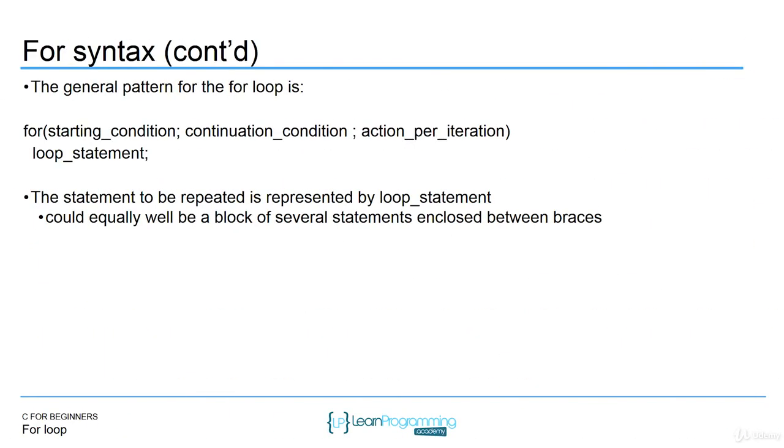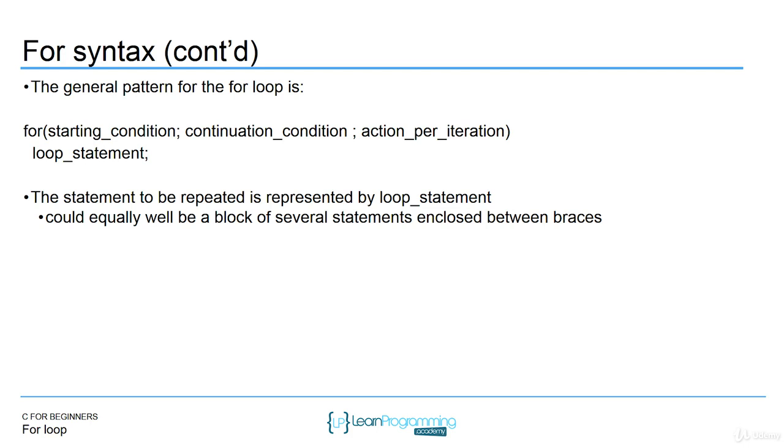Let's go through this in detail. The general pattern for the for loop is this type of statement. You have a for, and then you have a starting condition. This is pseudocode, where I'm trying to describe the for loop. The starting condition is the first thing, everything before the first semicolon. The second thing is the continuation condition, with a semicolon at the end. And the last thing between the parentheses is the action per iteration. I want to describe each one of these. After that, inside the body is the loop statement. The loop statement is pretty easy. That's just inside the body.